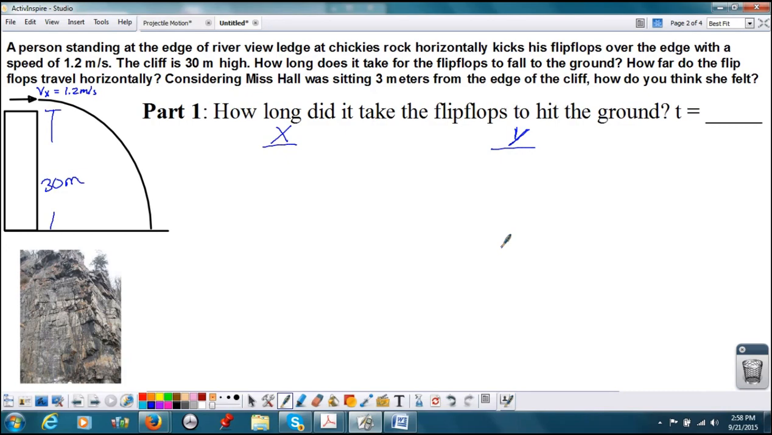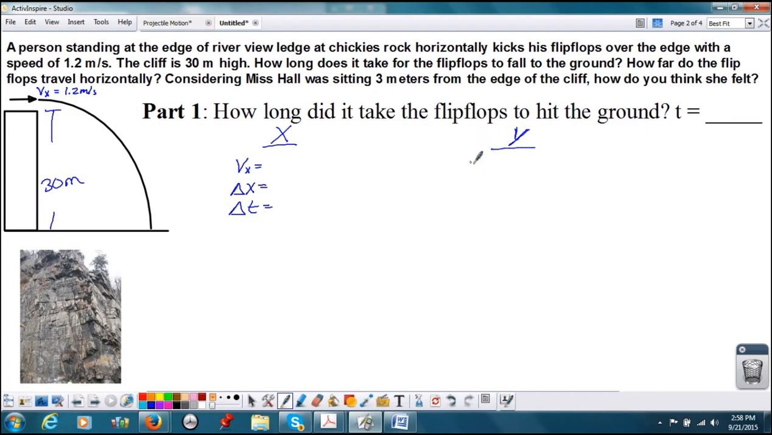Okay, so in the x column, what do I know? Well, in the x column, there's not going to be any acceleration over here, okay, because gravity does not pull us to the right, does not pull us to the left, it only pulls us in the y direction. So over here, the only variables that I'll have are a velocity in the x direction, a displacement in the x direction, and a time.